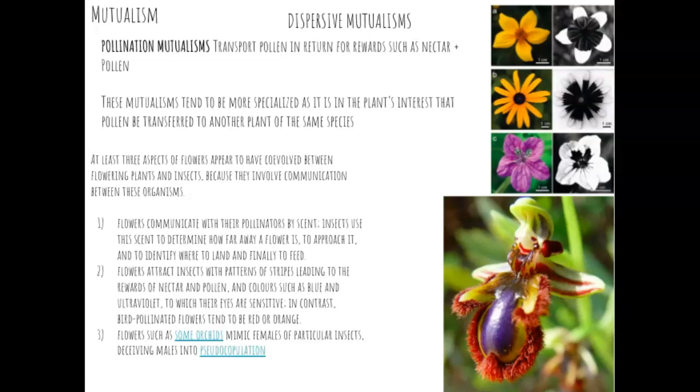A third way is that flowers, like some types of orchids, mimic females of particular insects, and therefore they deceive males into coming to those flowers because they think that they're going there to copulate with a female of their species, when in reality it's a flower. So they're tricking the males into coming to their flowers.